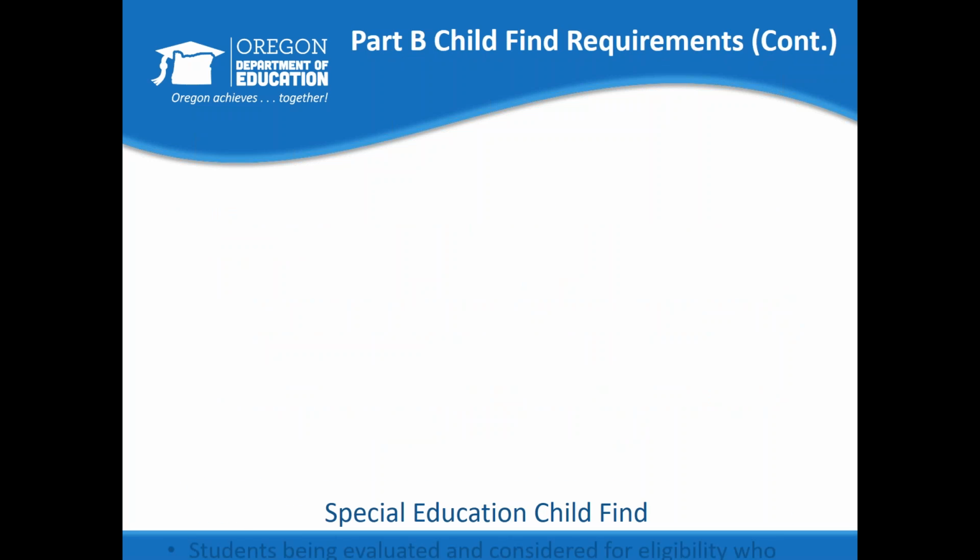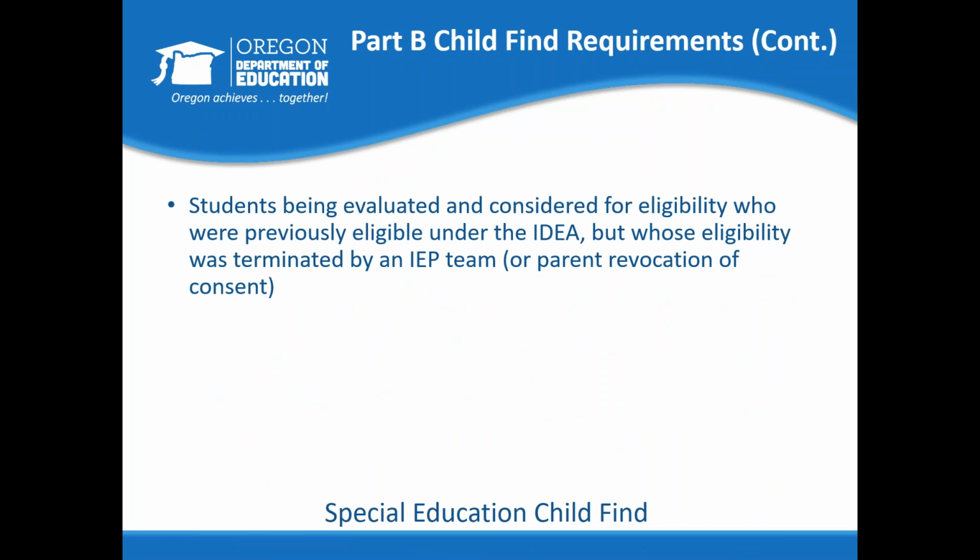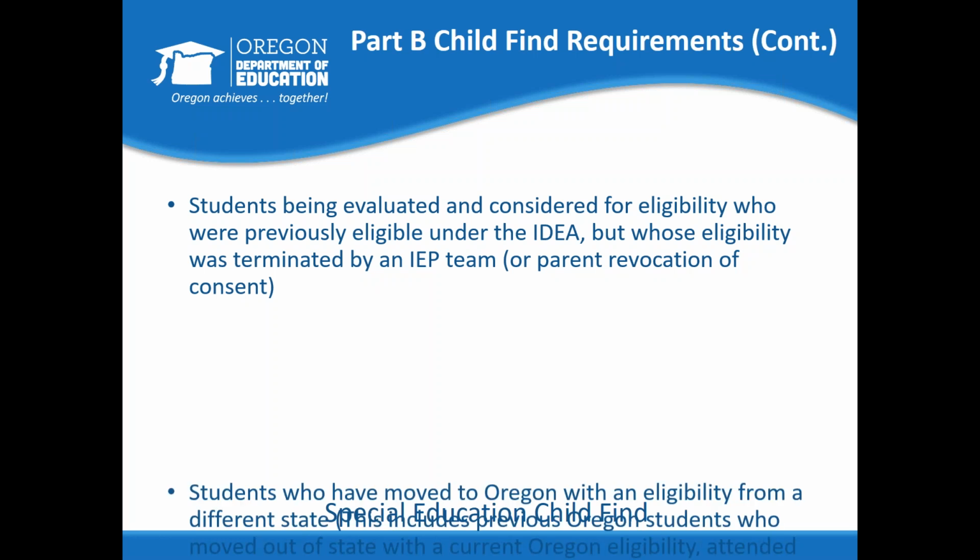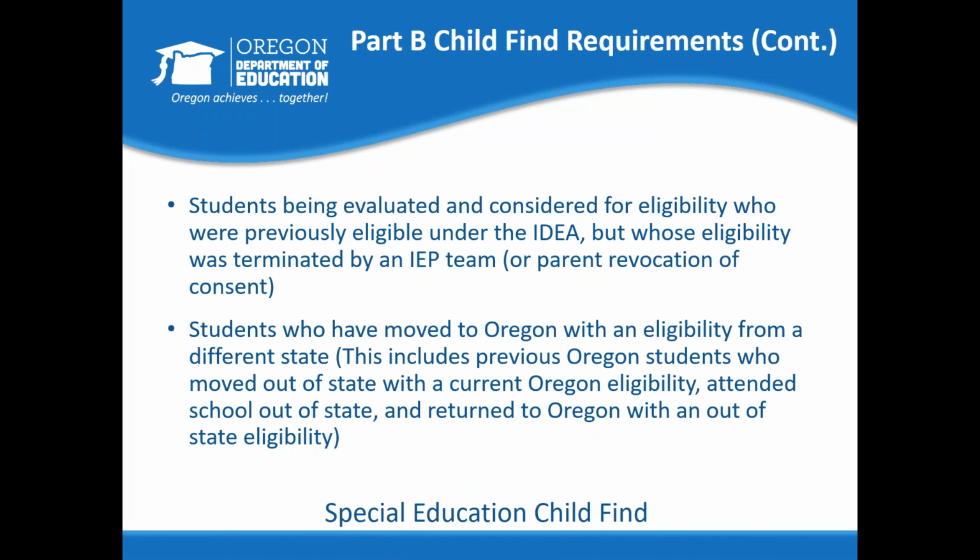Other requirements for Part B. First, the first step of the evaluation process is a review of the existing records. Remember, a review of existing records does not require written consent. This is a part of the evaluation planning meeting. We review records to determine if additional information is needed to determine eligibility. If no additional information is needed to determine eligibility, no consent for evaluation is needed. So that's really important. If you don't need to do any additional evaluations, you do not need to get a consent.